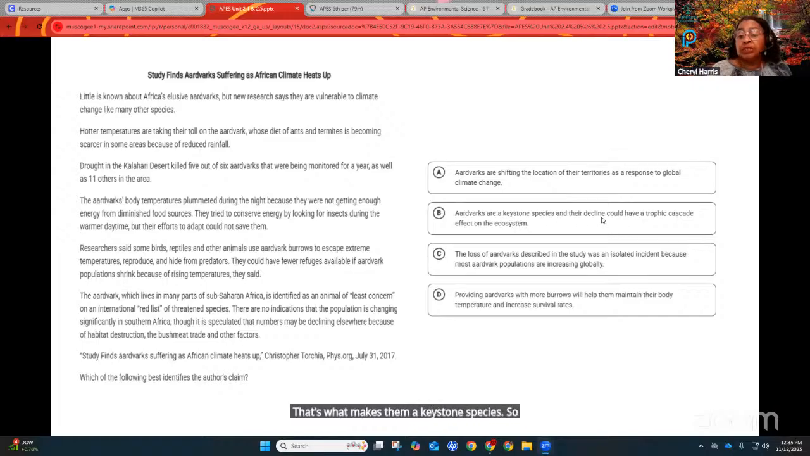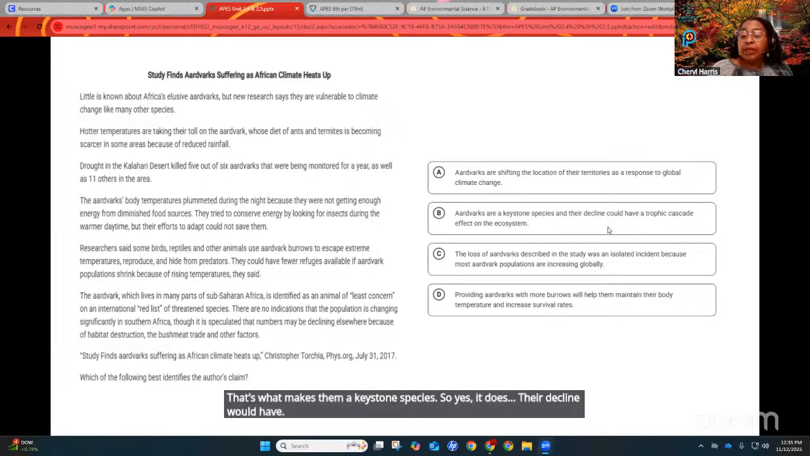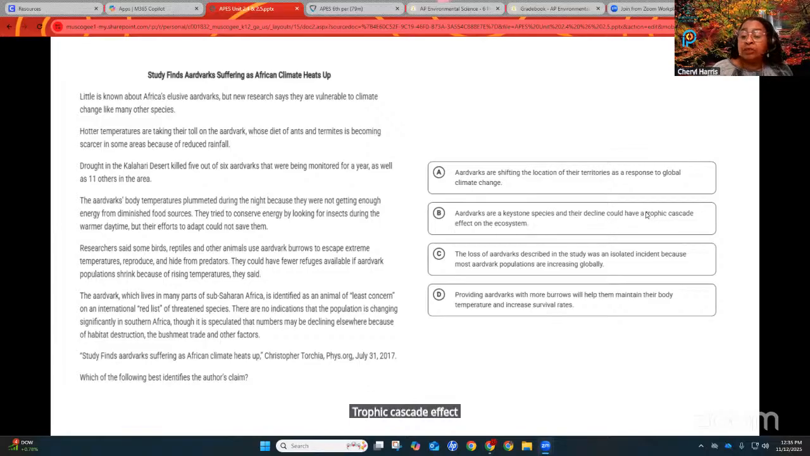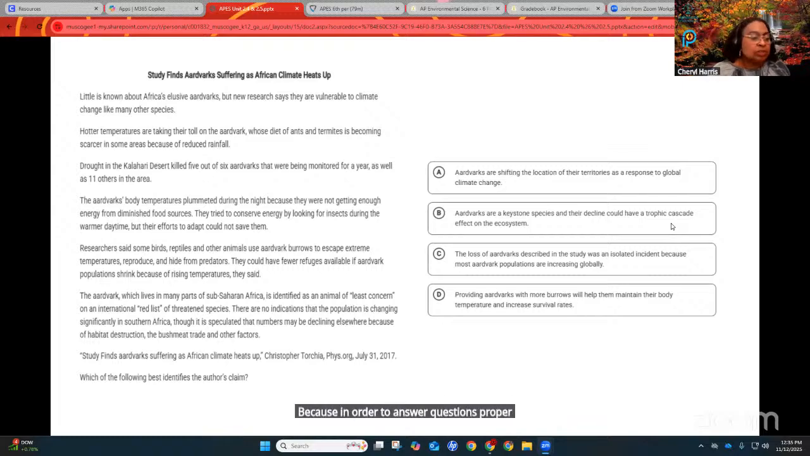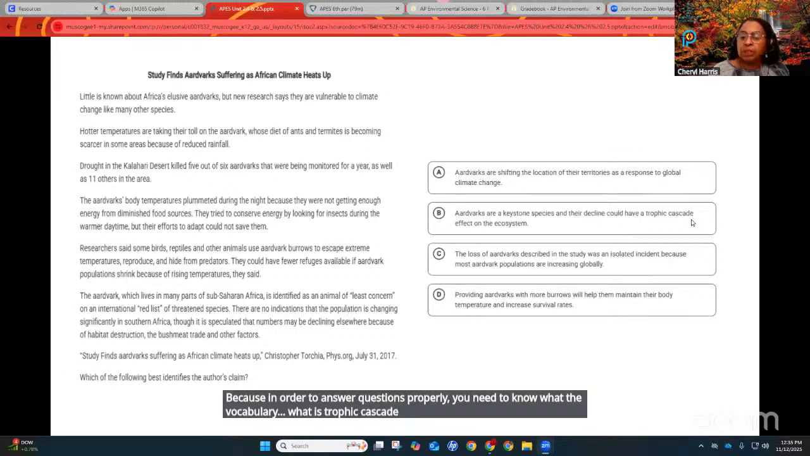So yes, it does. Their decline would have a trophic cascade effect, and that's another word you need to know what that means. What does trophic cascade mean? Somebody look that up and tell me. We're going to look at vocabulary words today, because in order to answer questions properly, you need to know what the vocabulary means. What does trophic cascade mean? Somebody look that up, please.